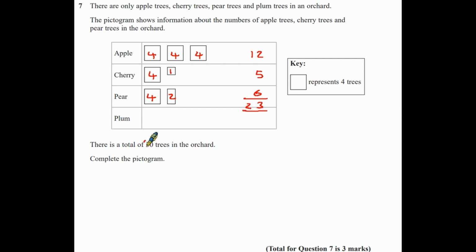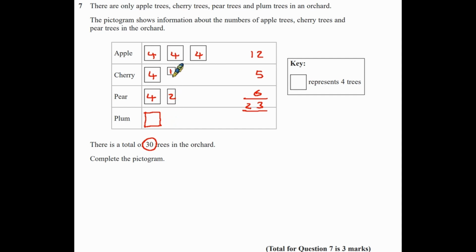Now we know that the total including the plum is 30, therefore we need to represent the difference between these two, the other 7 trees. They have to be the plum trees. So we need to represent 7. Well, first of all we can do that by inserting a large square. That represents 4. We now need to put in the other 3.